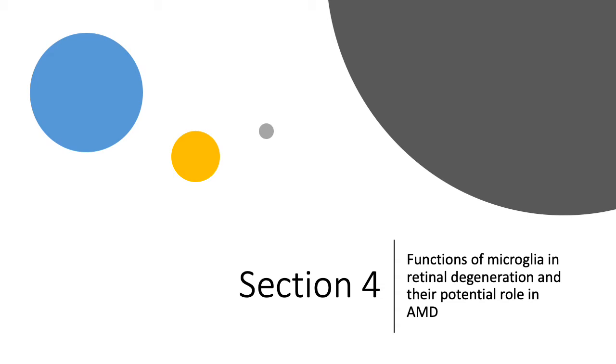So with that information in hand, the question going forward becomes, what is the specific function of these microglia invading the outer retinal layers, including the subretinal space, which is the topic of the next section? And knowing this, what are their potential implications in age-related macular degeneration?